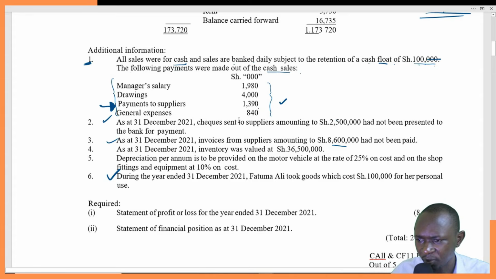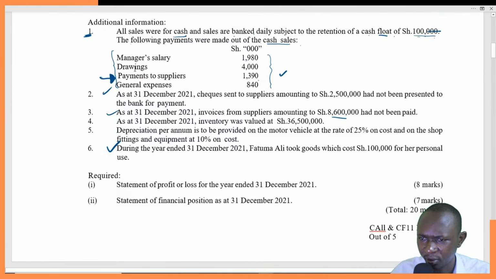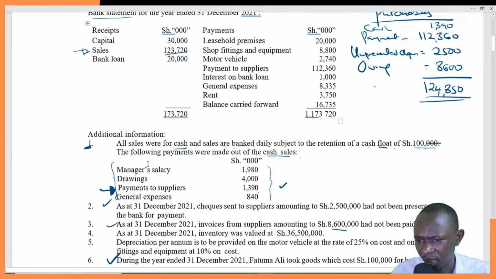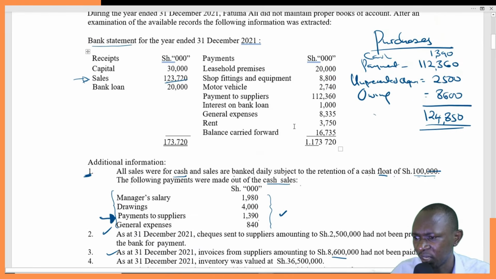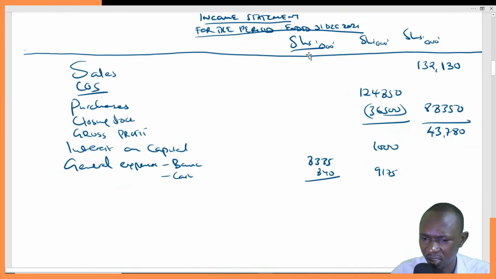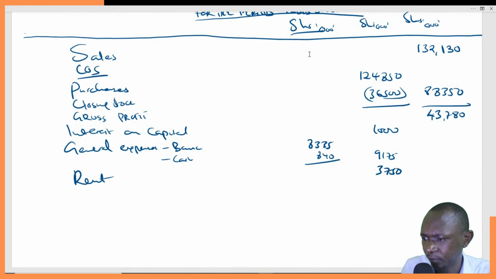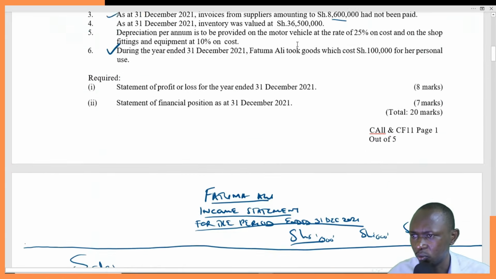So the general expenses, we've already added that. The drawing, this one will not feature now. And then, of course, there's manager salary. This one, there's something they said up there, so we'll go and check. Rent, 3750. I think that one doesn't have any workings. Then we go to next.